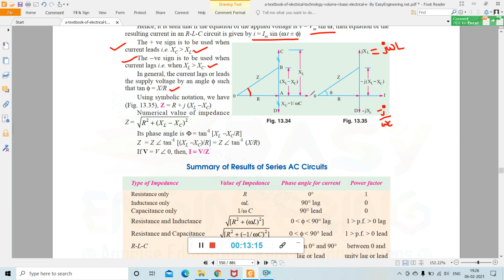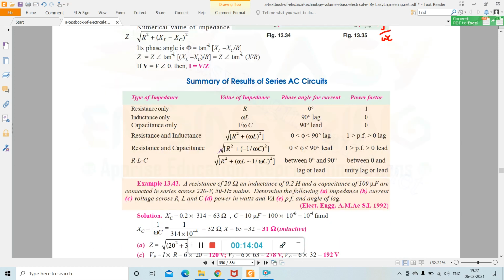So from this we found that the numerical value of impedance Z is equal to square root of R square plus (XL minus XC) square, and the phase angle phi is equal to tan inverse of (XL minus XC) divided by R. So here the phase angle is tan inverse (XL minus XC) divided by R. And if we represent this expression in polar form, then Z is equal to magnitude Z at angle tan inverse (XL minus XC) divided by R, or tan inverse X by R. If V is equal to V angle 0, then I is equal to V by Z. Clear?